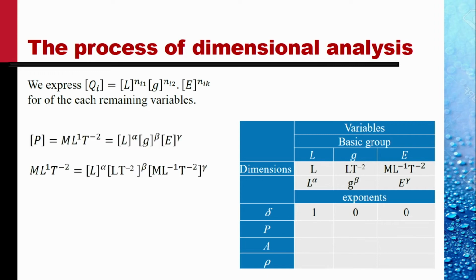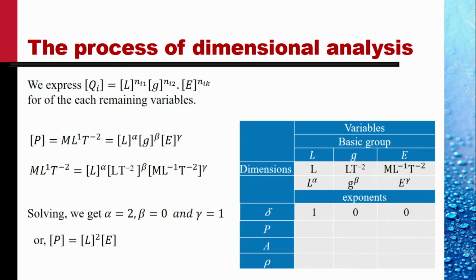P, on the other hand, has a dimension M L minus 1 t minus 2. And we want to represent it as L raised to power alpha, G raised to power beta, E raised to power gamma. So M L minus 1 t minus 2 would become L raised to power alpha. We substitute the dimension of G, L t minus 2, raised to power beta, and we substitute the dimension of E, M L minus 1 t minus 2, raised to power gamma. Now, dimensional homogeneity requires that the value of alpha should be 2.